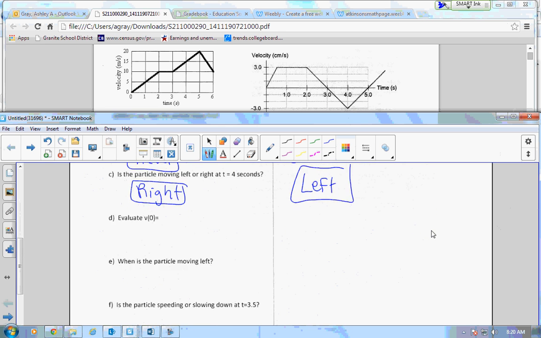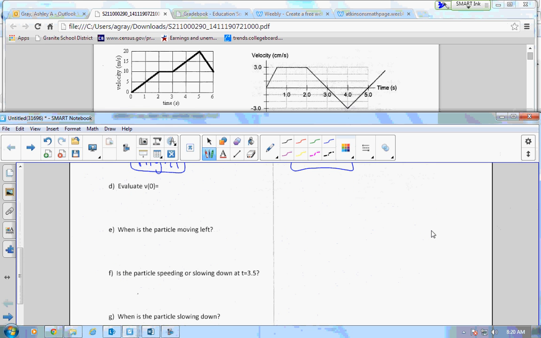Alrighty. Evaluate this one. Ooh, not so great on the quiz. Evaluate v of 0. That doesn't mean when is the graph touching the x-axis. That means plug in 0. Where is it at 0? It's at 0. Both of them are.